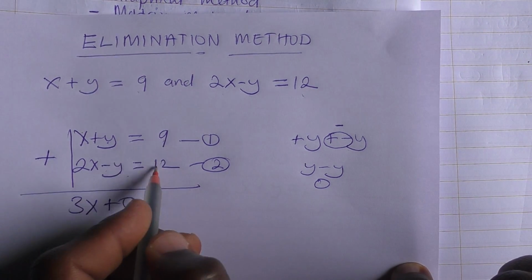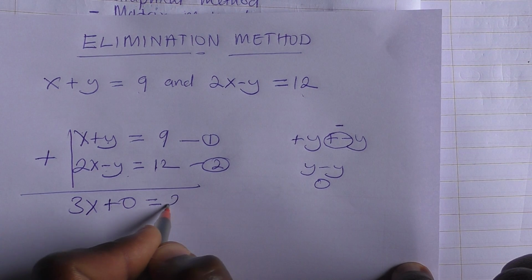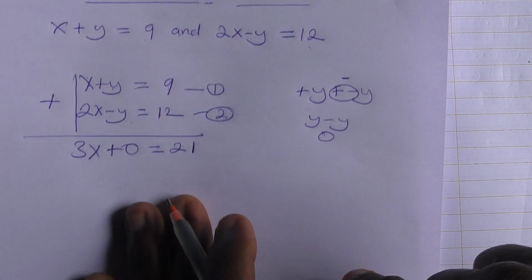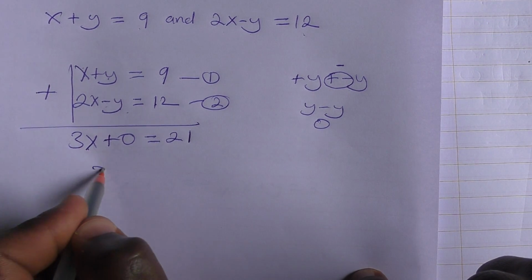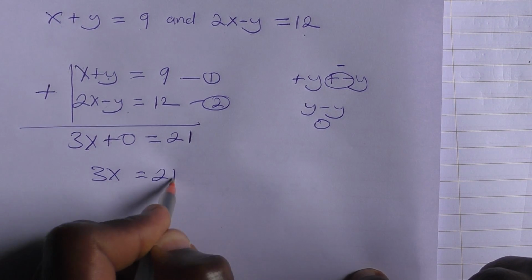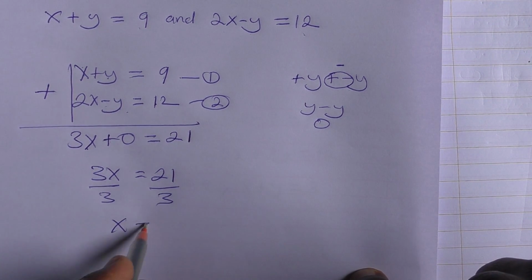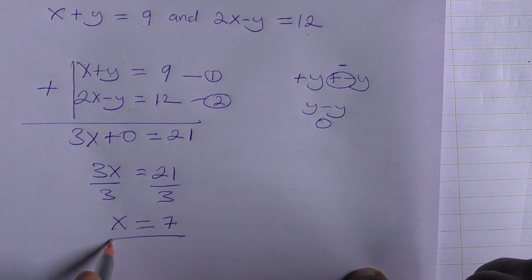Equaling to, when I add this, I get 21. Hence, it leaves me with 3x equaling 21. Then dividing by 3, I'll have x as 7.